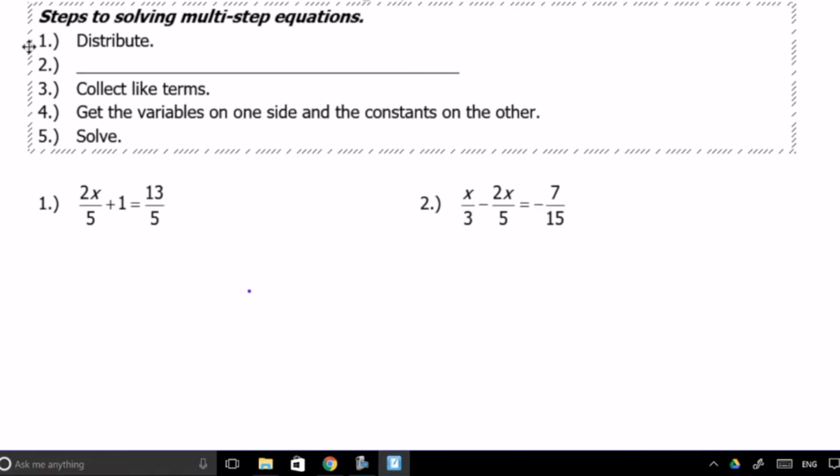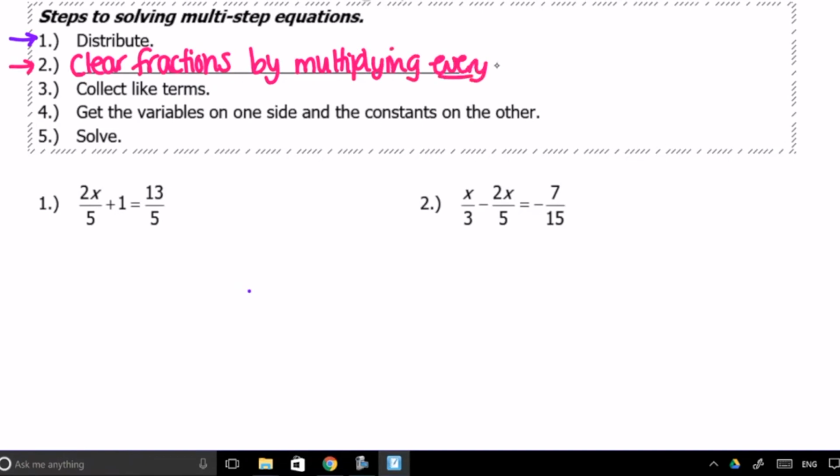So step 1 was to distribute. This is the same. Step 2 is going to be a little bit different. Step 2, we're going to add a step in between. What we want to do here is clear fractions by multiplying every term by the LCD. And remember, the LCD is just our least common denominator, okay?